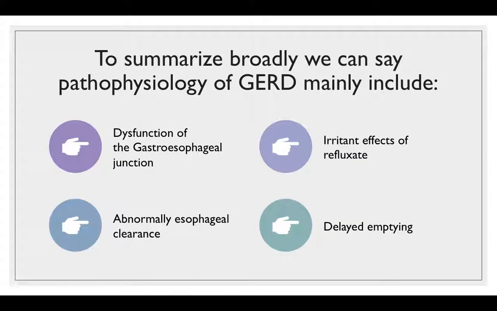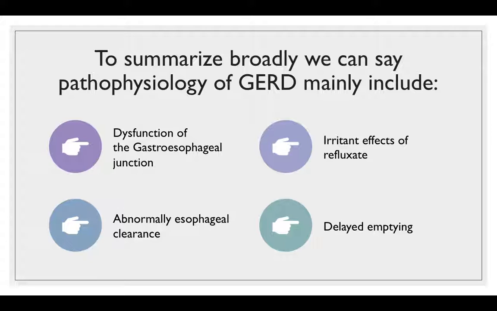Now, to summarize broadly, we can say the pathophysiology of GERD mainly includes the following. What are the key points which we need to focus on in pathophysiology? There must be dysfunction of the gastroesophageal junction. Whatever the cause that is going to disturb the function of the gastroesophageal junction, that is the first and foremost etiology of GERD.